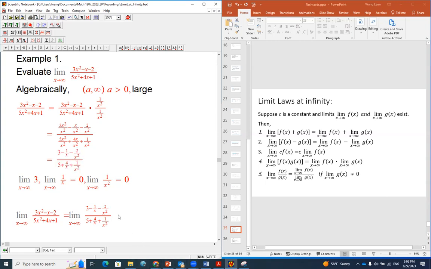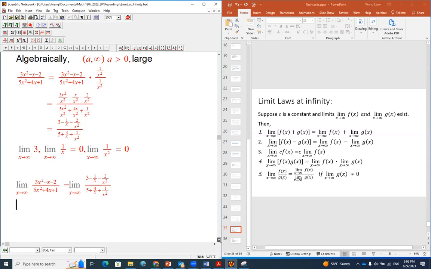And now we can apply the law of limit. And how do we apply the law of limit? Law of limit is, here you have limit of a sum is a sum of limits, and the limit of a quotient is a quotient of limits. So we can apply all of these as a result.